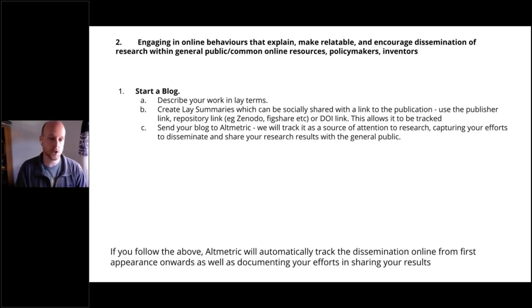Those are reuses of research in general. If you are linking to those as well, then we will also pick up that attention too.